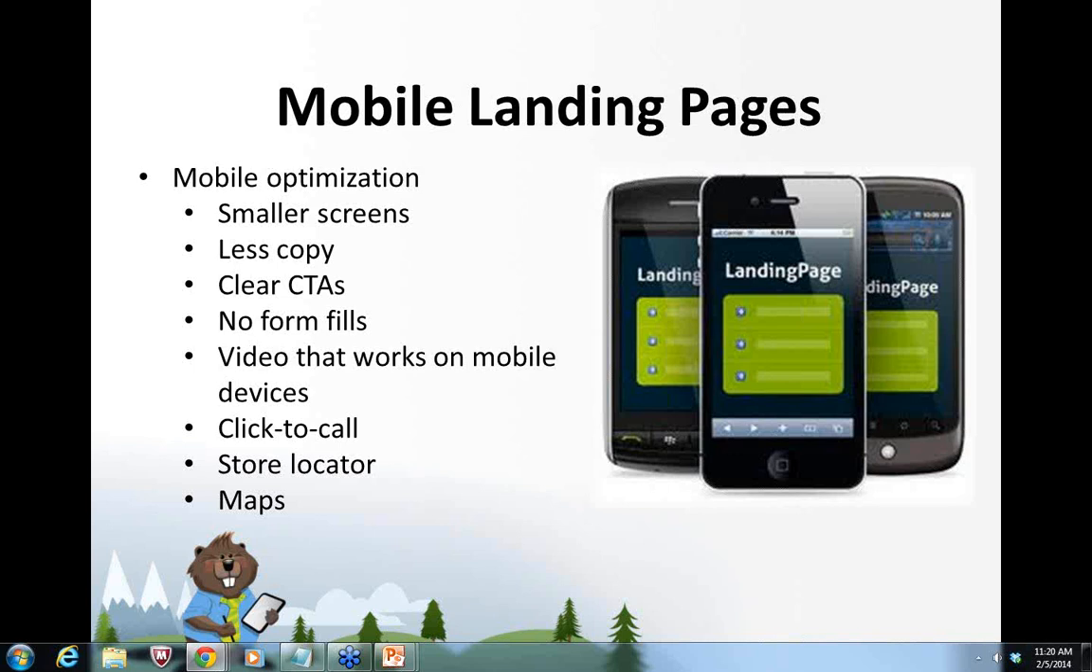So what are some features of mobile landing pages? Well, of course, there are smaller screens, so there's less data on the page. There's less copy, just generally fewer words. The headlines need to be shorter. The bullet points need to be shorter. Very clear calls to action.